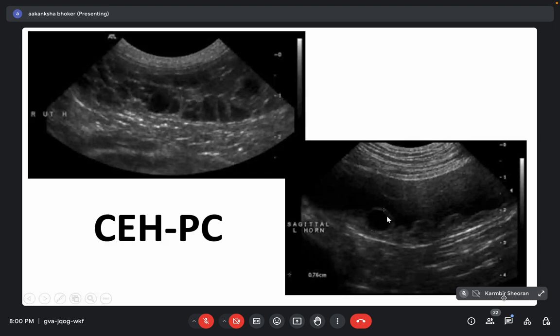And here, this is a cystic endometrial hyperplasia pyometra complex. The endometrium, its thickness is varying. It is having maybe some larger cysts, some smaller cysts. So all these are cystic endometrial hyperplasia changes.